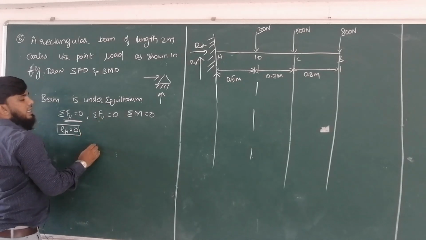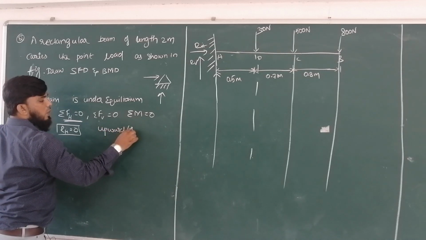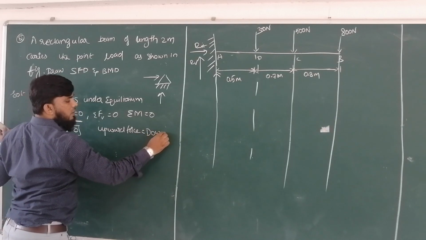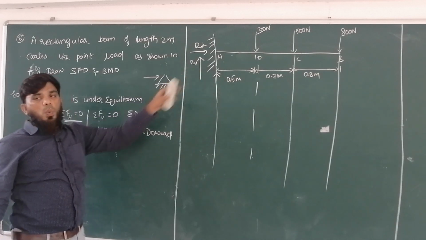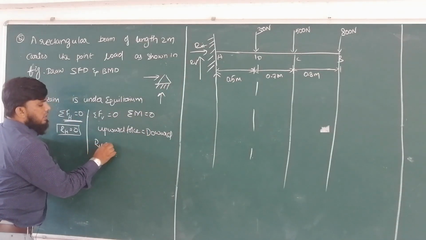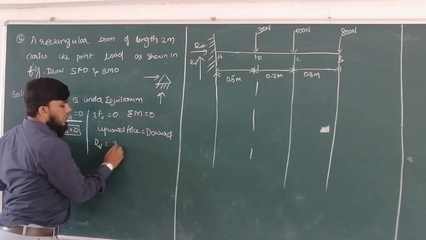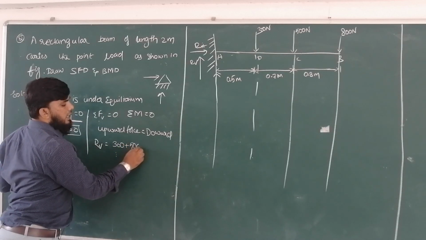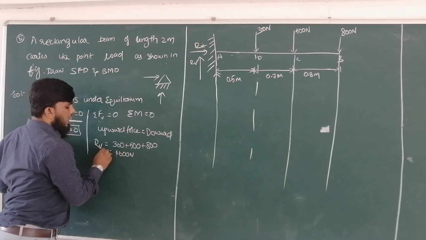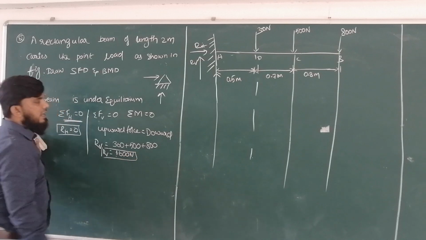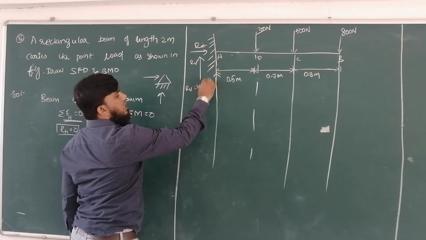Let us go to vertical reaction. Upward forces should be equal to downward forces. The only upward force acting here is RV. That is equal to the sum of all the downward forces. Here we have 3 point loads: 300 plus 500 plus 800. So the total is equal to 1600 Newton. This is the reaction given by the cantilever beam at point A. Therefore, RV is equal to 1600 Newton.